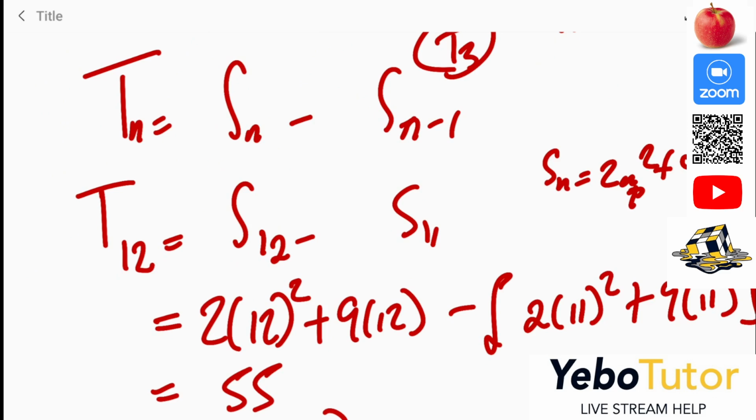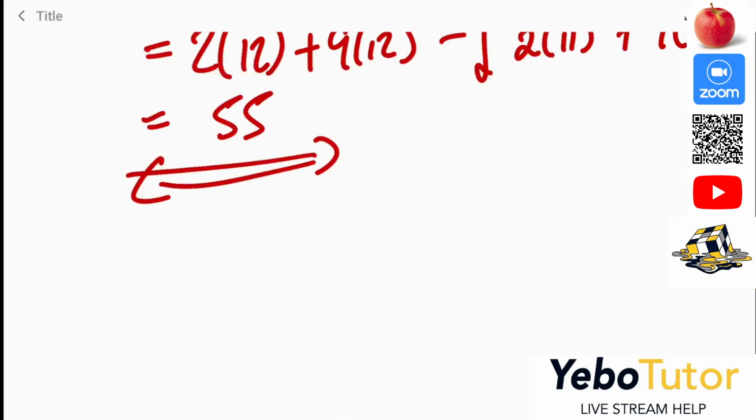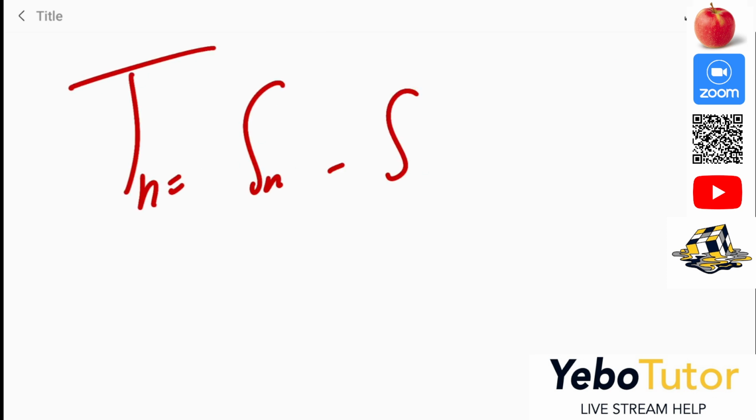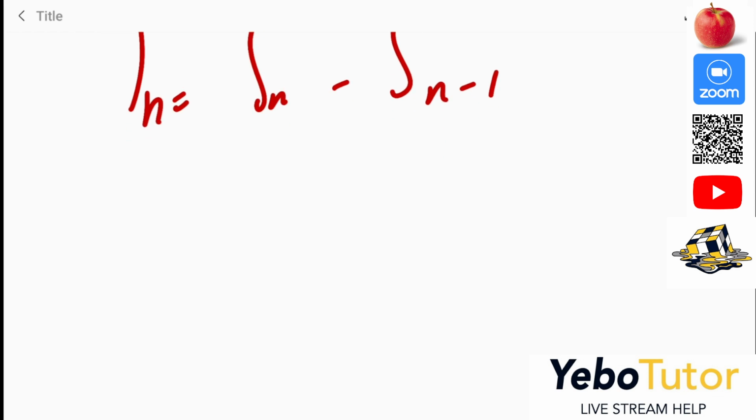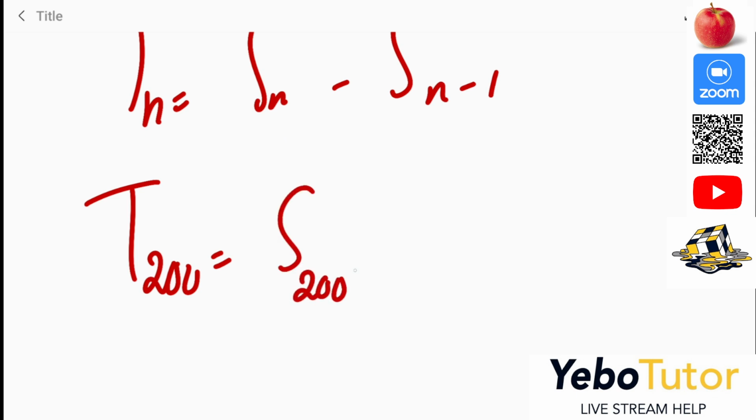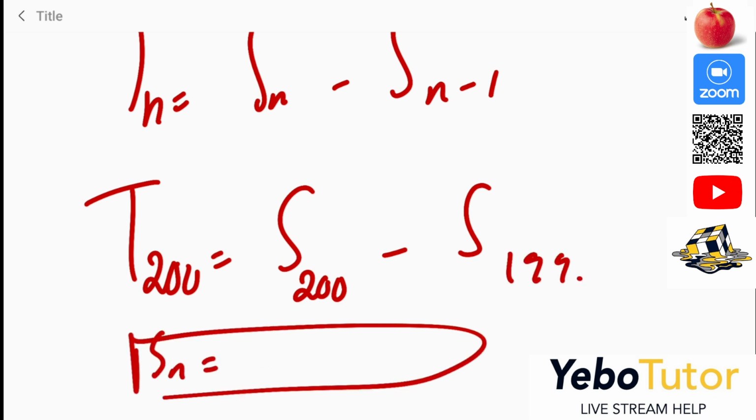But always, when you are given your Sn, the sum of the first n terms, you can calculate your Tn, or general term, by saying that Tn is equal to Sn minus Sn minus 1. If they ask what is term number 200, you just say T200 is equal to S200 minus S of 200 minus 1, which is S199. You then substitute in the equation you are given for Sn, and you get the term which you want.